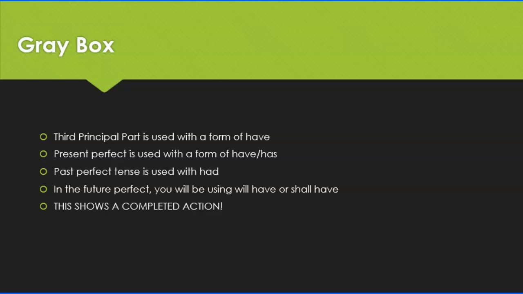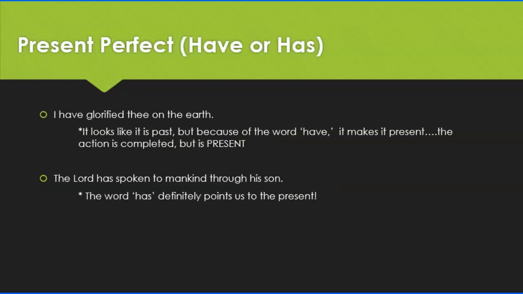Now, it talked about an action that began in the past and continues into the future. A lot of biblical language, scriptural language, uses perfect tenses to indicate a work that Jesus began in the past, but he's continuing to do today. So just kind of think in those terms. For present perfect, we're going to see have or has pop in here. So here's a couple of examples.